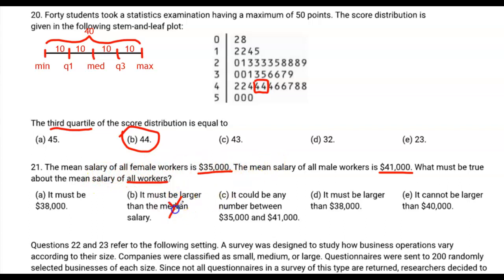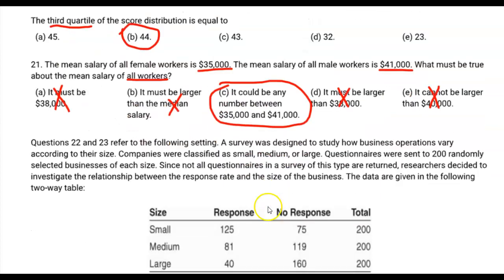Do we know anything about the median based on this information? No. So I don't know why we're talking about median here. Do we know whether it has to be larger or smaller than a certain number? No. We don't know anything about that because in order to know that, we need to know how many female and how many male workers there are. All we know is it could be any number between 35 and 41. It's a little frustrating to be a little vague like this, but there we go.